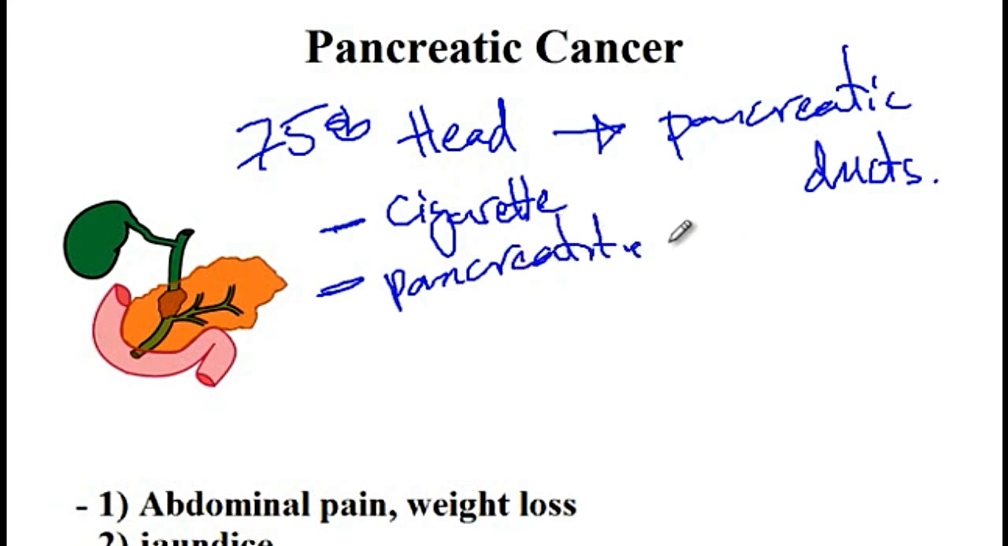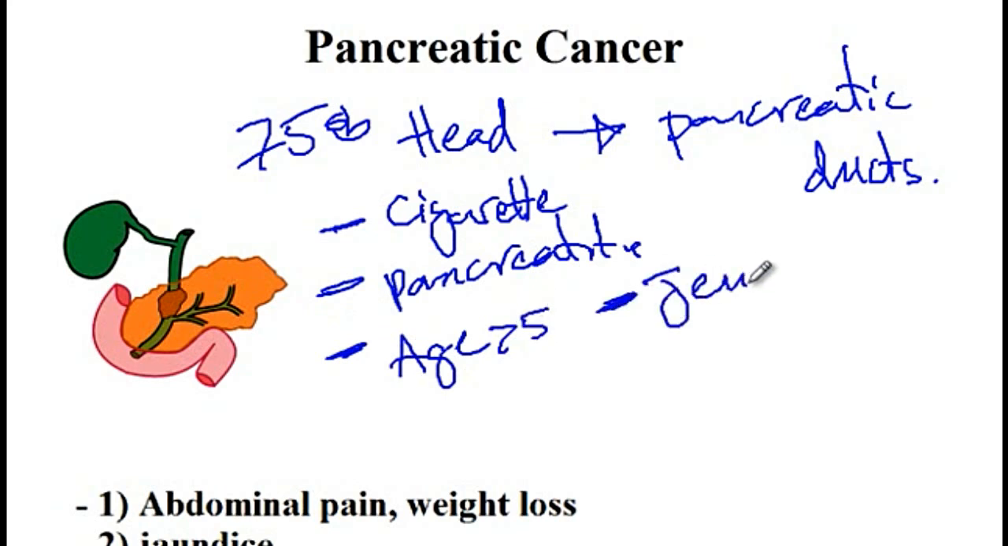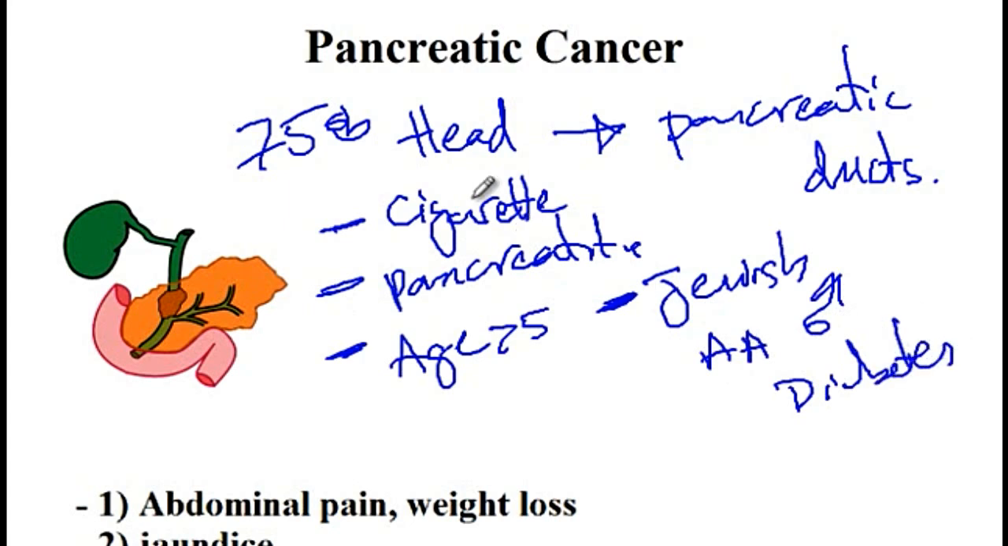for instance from gallstones, alcoholism, or high levels of triglycerides. Then other risk factors include age of more than 50, Jewish, as well as African American male, and then finally diabetes is another risk factor for the development of pancreatic cancer.